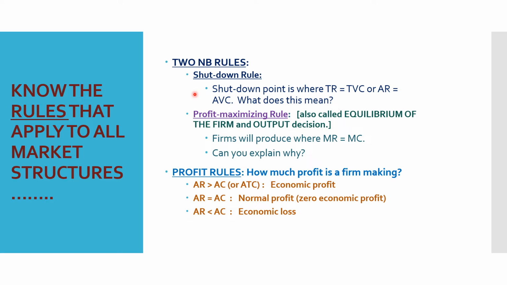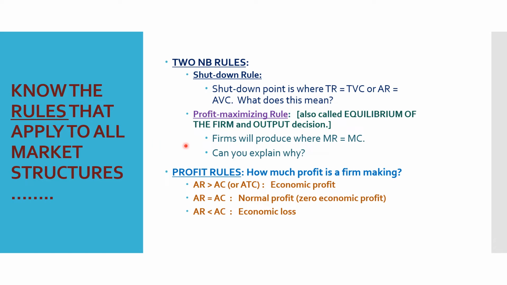Looking quickly at the shutdown, what is the shorthand? You are at a shutdown point where total revenue is equal to total variable cost, or average revenue is equal to average variable cost. Please pay attention to this. These abbreviations come from Learning Unit 7. If you didn't understand or haven't studied Learning Unit 7 in detail, you're going to struggle to understand what we're talking about here. All right. More detail on shutdown and profit maximizing in a moment.